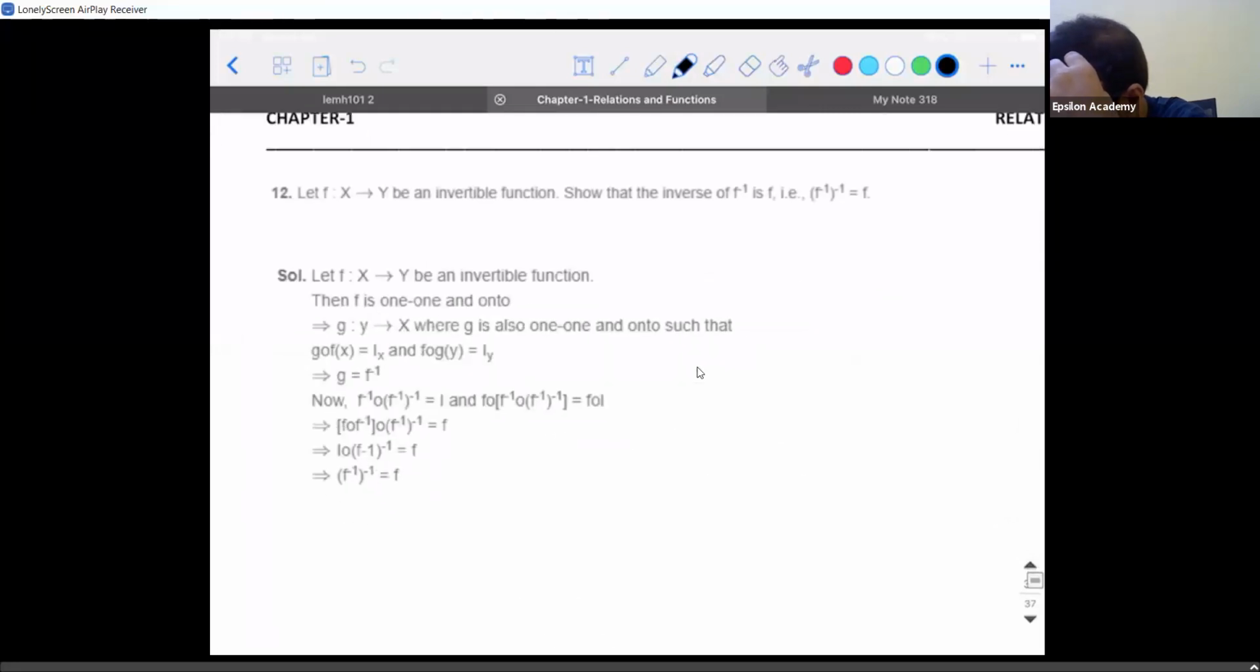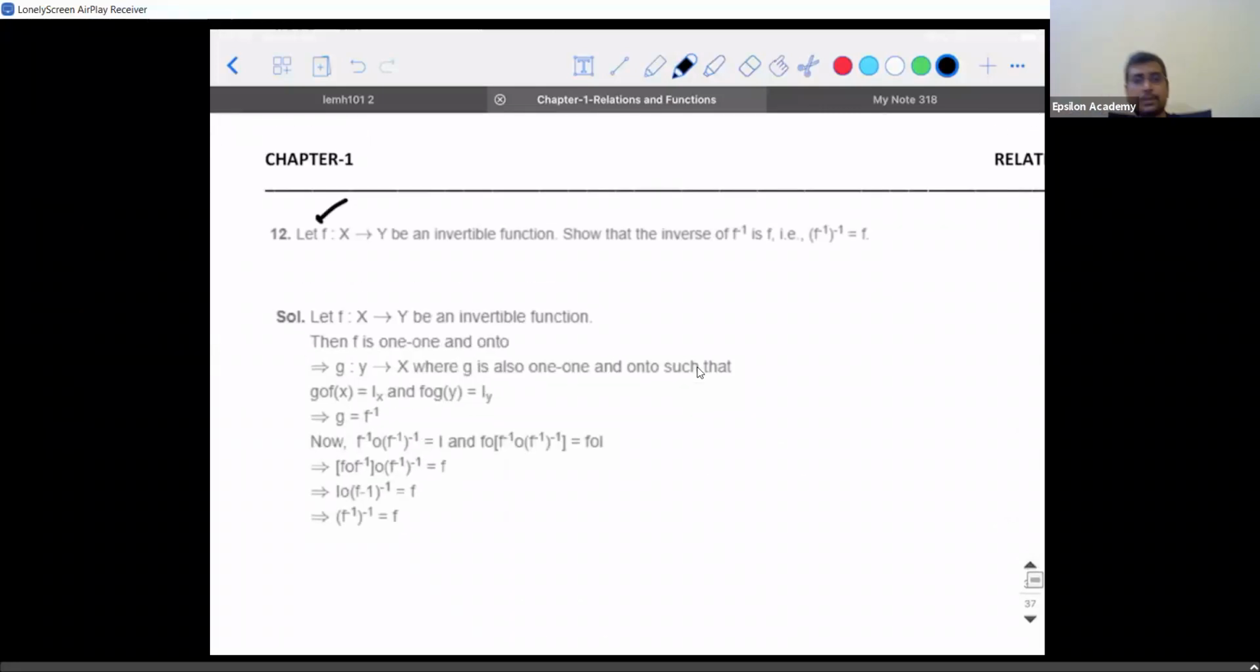So again, a theory question. f is a function mapped from X to Y. They are saying it is an invertible function, so f is by default one-to-one and onto. Show that the inverse of f inverse is f. That is, you would find the inverse of a function and again find the inverse of it. You should get back the original function. That is what they are trying to ask.